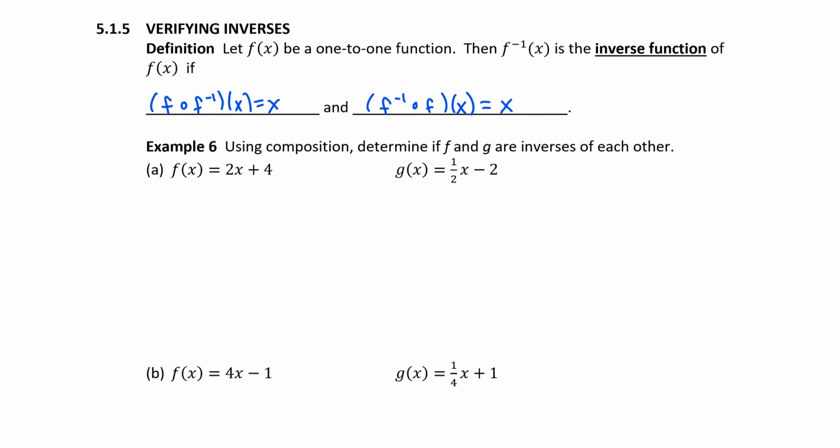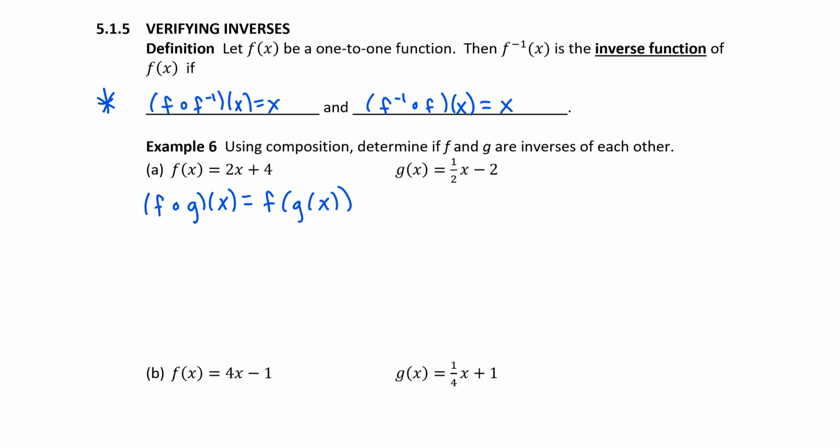Example 6 says, using composition, not a graph, determine if f and g are inverses of each other. So we're going to apply this algebraic test. That means we're going to compose our two functions in both orders and see if we get x. This is a great opportunity to review composition of two functions.